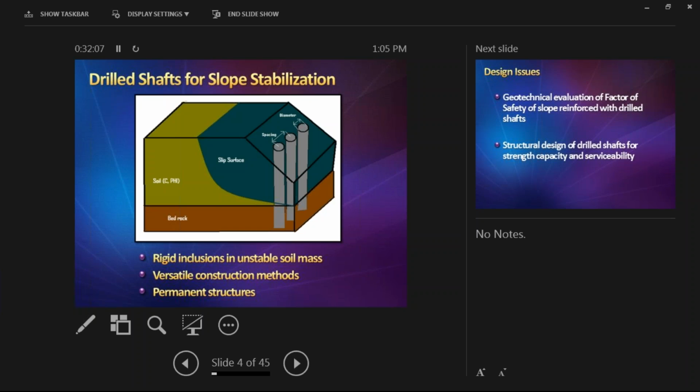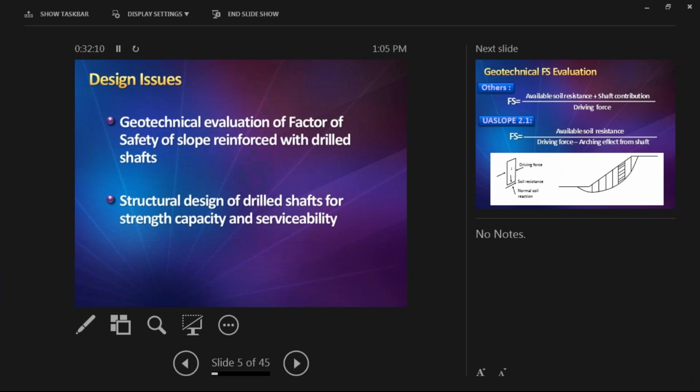But the design of drill shaft for stabilization of unstable slope actually entails two important tasks. One is how to evaluate the factor of safety of the slope with this rigid drill shaft inclusions. So that's one of the very important geotechnical considerations, and a methodology for evaluating the factor of safety with drill shaft on the slope needs to be developed.